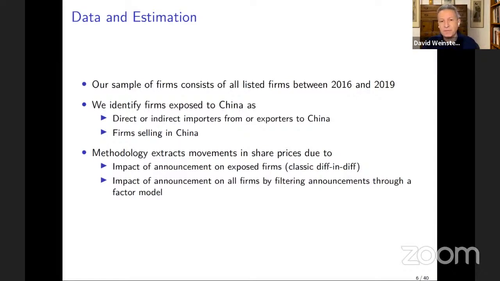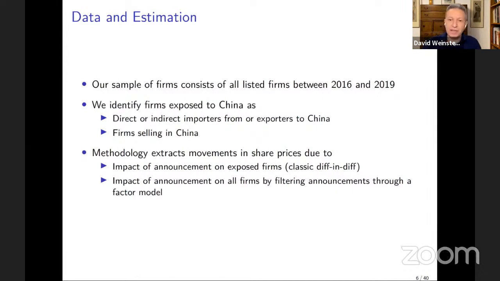We're going to identify firms exposed to China as direct or indirect importers from China or exporters to China, as well as firms selling in China. Our methodology is going to extract movements in share prices that are due to either the impact of an announcement on exposed firms, like a classical diff-in-diff event study, as well as the impact of an announcement on all firms.